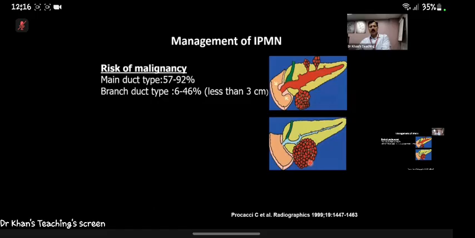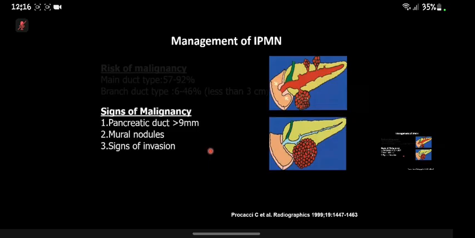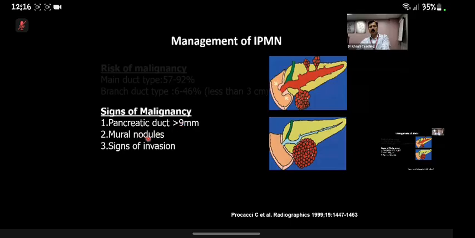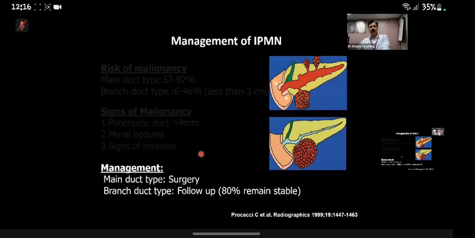So what is the risk of malignancy? Main duct type 57 to 92%, branch duct only 6 to 46%. So main duct type, you should be worried about malignant transformation. What are the signs of malignancy? Pancreatic duct more than 9 millimeters, mural nodules, or signs of invasion, frank invasion.